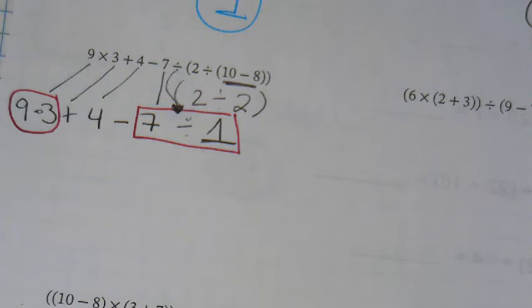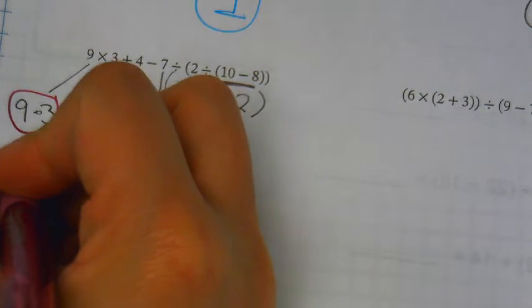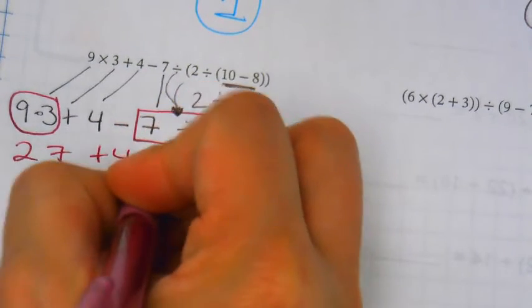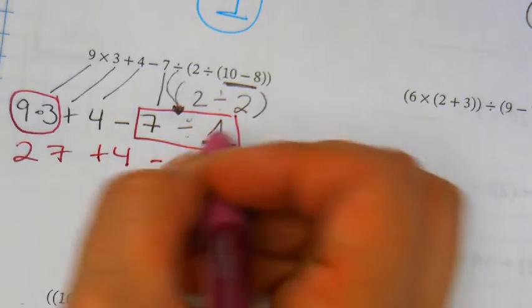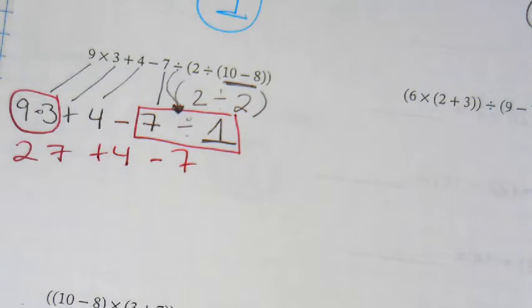Yes. What's 9 times 3? 27 plus 4 minus, what's 7 divided by 1? 7. All right, finish it out.